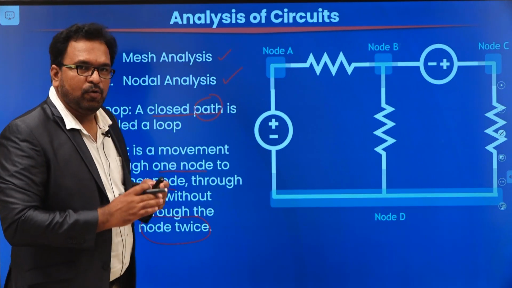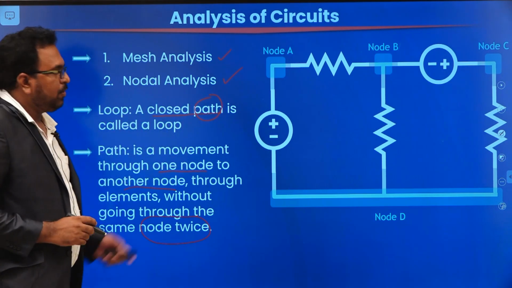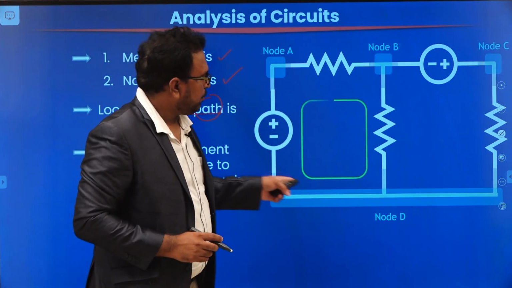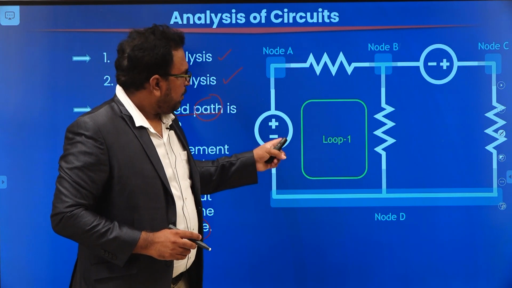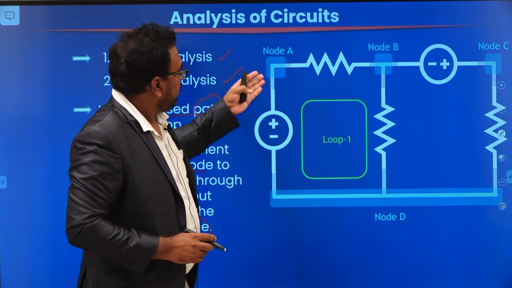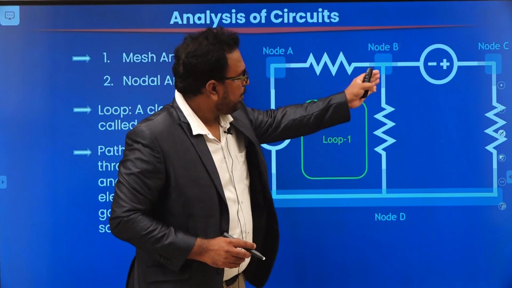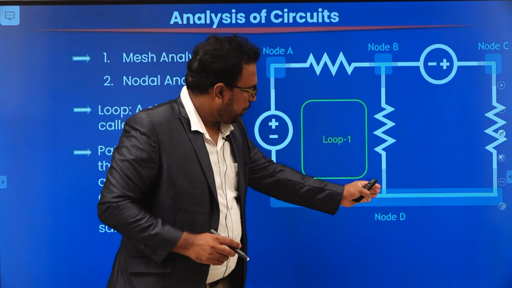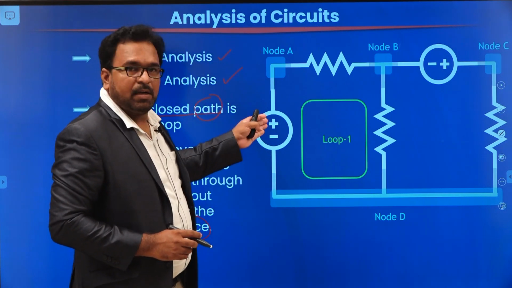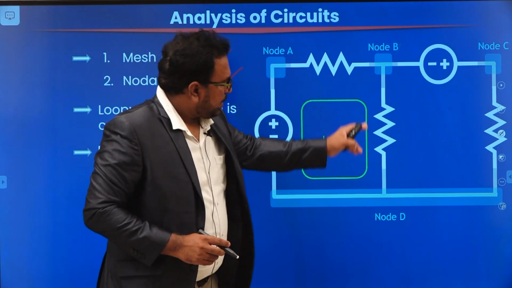In this circuit, how many loops are there? What is a loop actually? A closed path. So if you observe here, this is a closed path. While going through this path, consider node A as the starting point. We go through node A, through the element, next we go to node B, then through a resistor to node D, then through the voltage source and back to node A. That means this is a closed path.